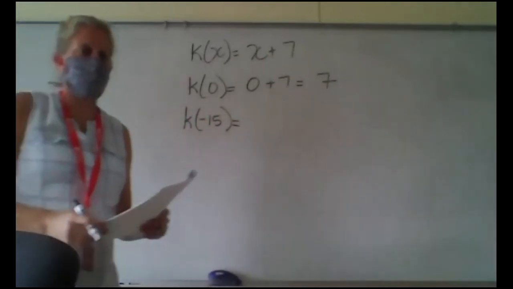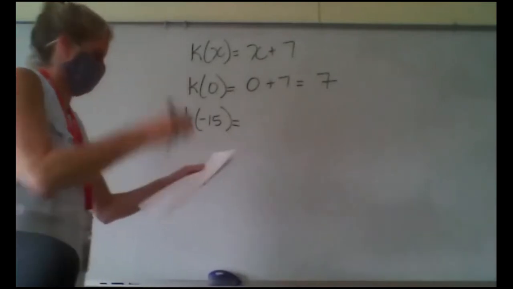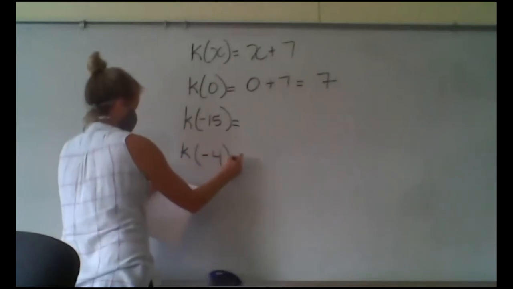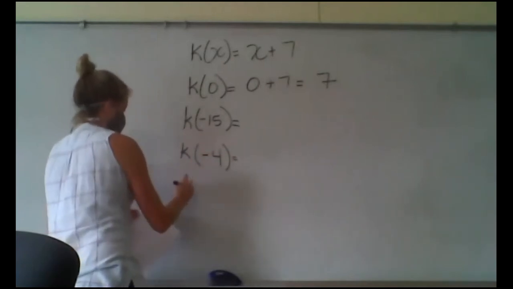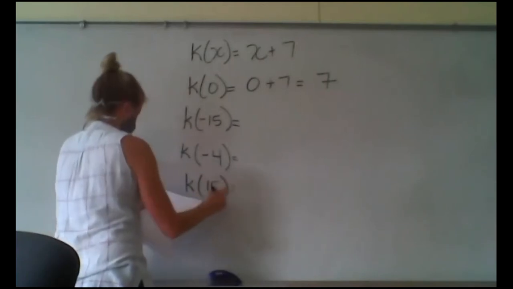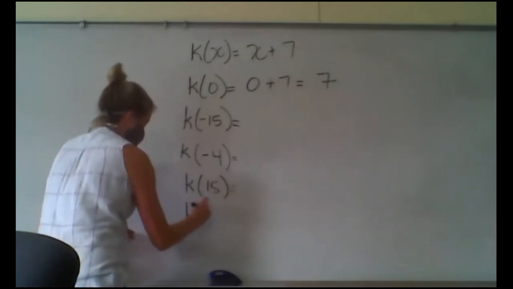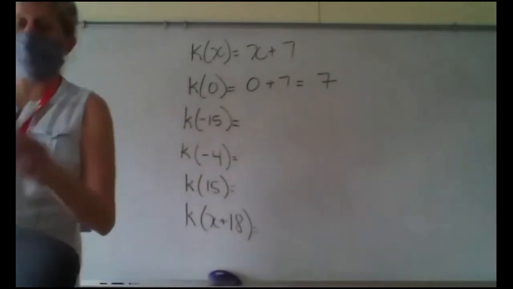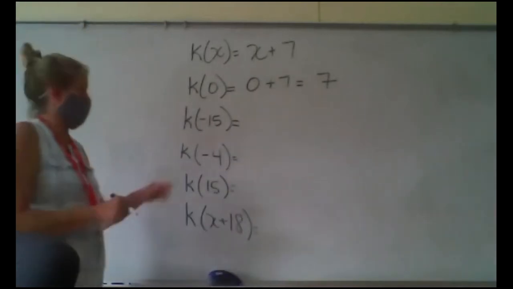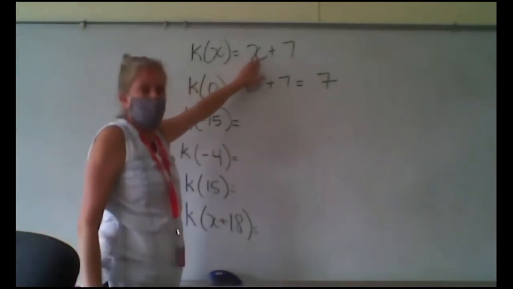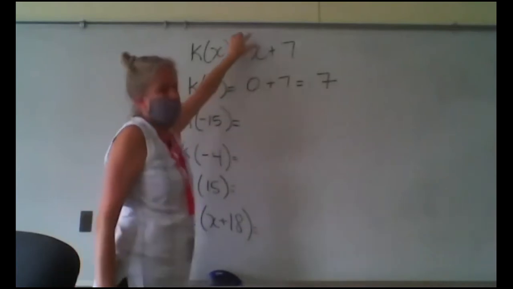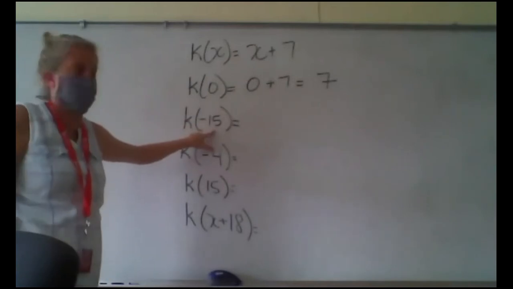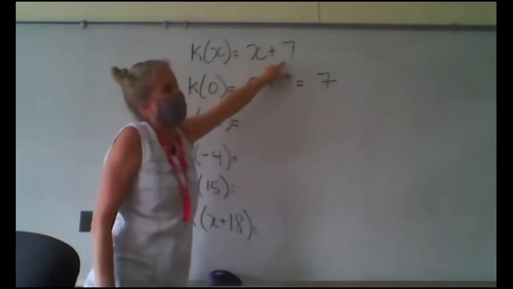There's multiple ones. You're doing the same thing over and over. It says find k of -15, k of -4, k of 15, and k of x plus 18. So once again, each time you're just going to this original function and replacing this x with whatever is in the parentheses, and then doing the math. So essentially replace the x and then add 7.